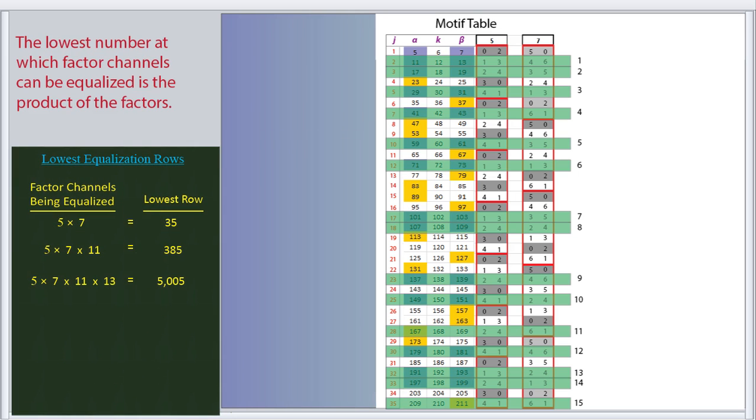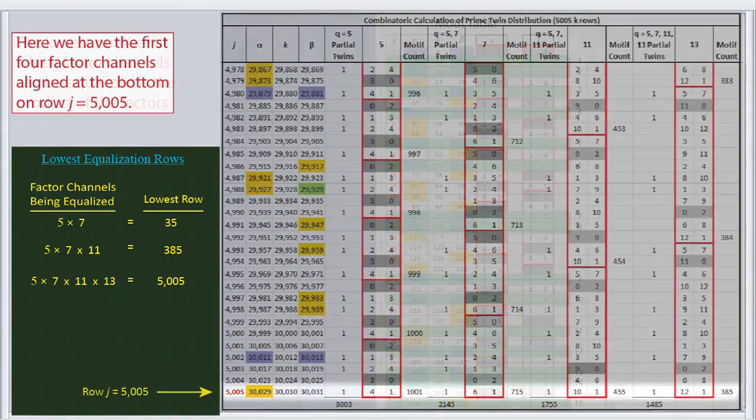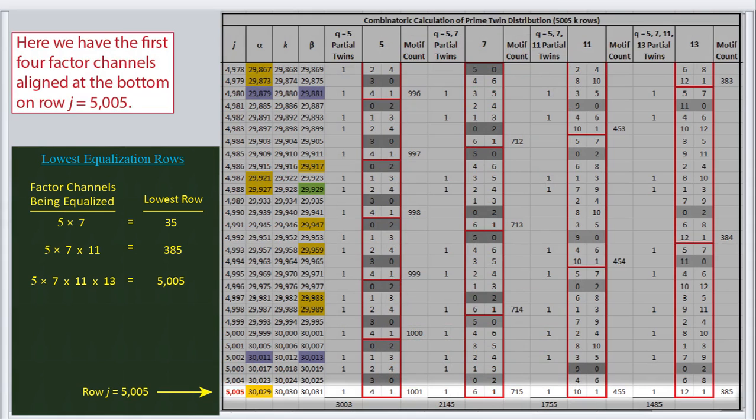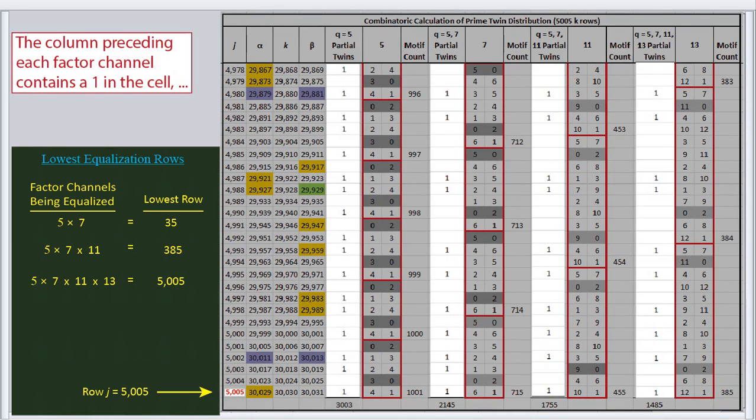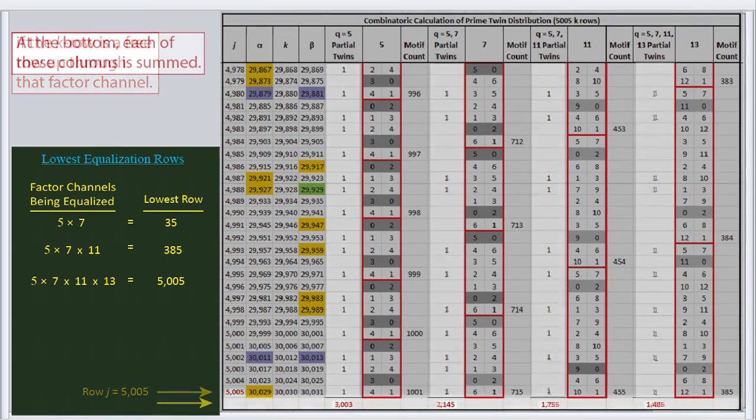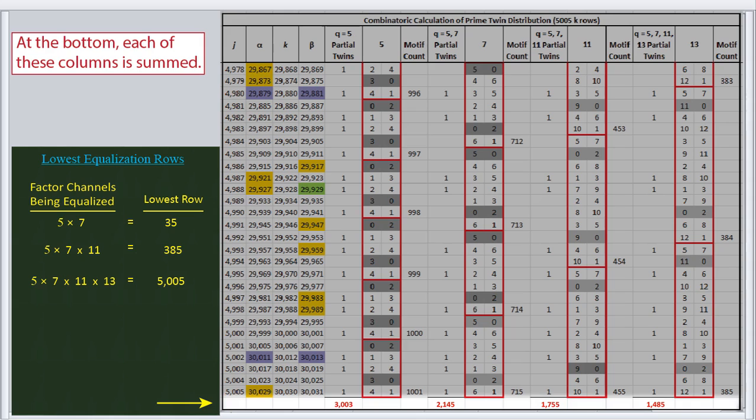The lowest number at which factor channels can be equalized is the product of the factors. Here we have the first 4 factor channels aligned at the bottom on row j equals 5005. The column preceding each factor channel contains a 1 in the cell if the k row is a free row up through that factor channel.